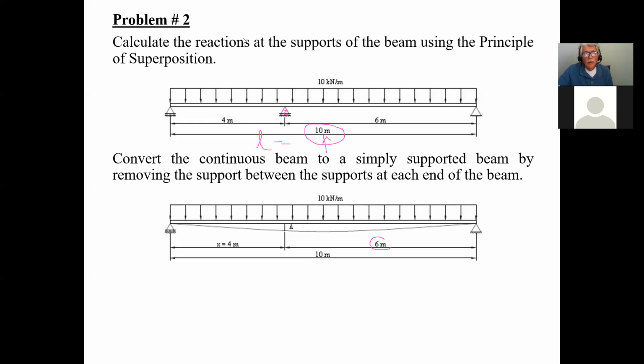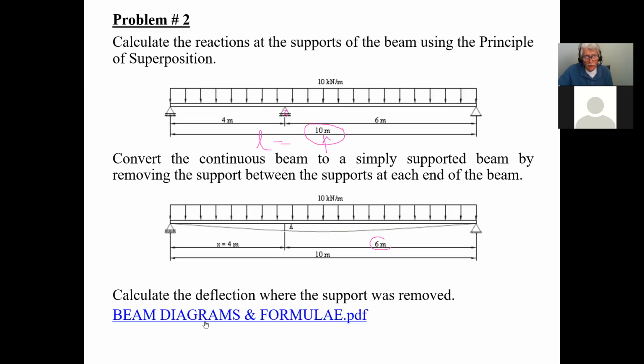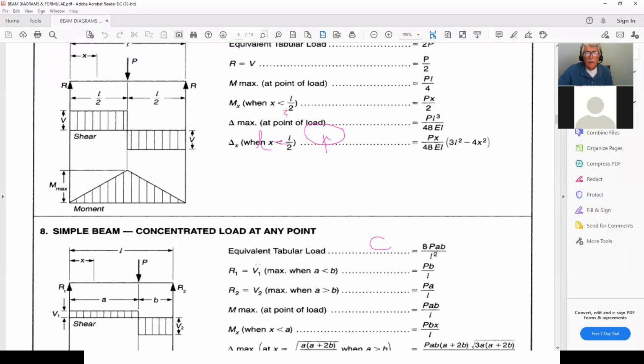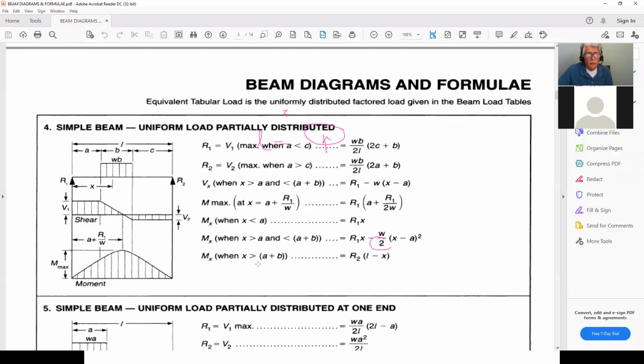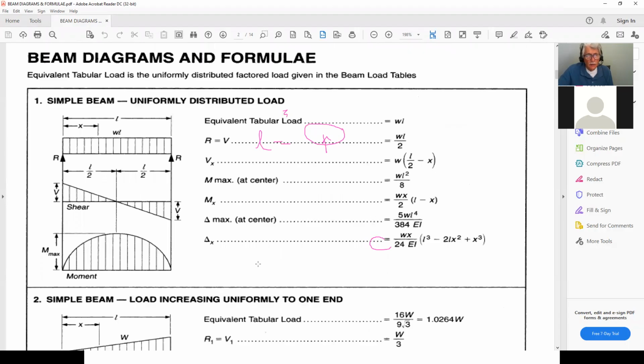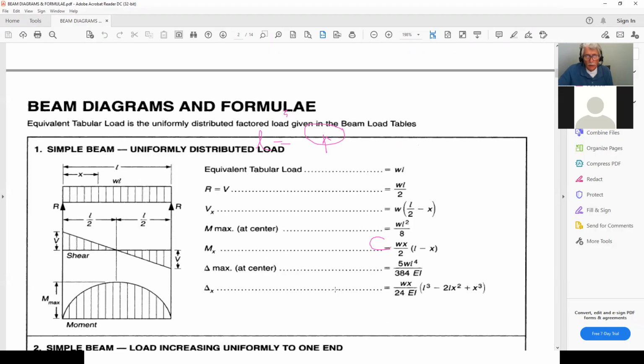And now, how do I calculate the deflection there? Well, to calculate the deflection where the support was removed, you go to the beam formulas. What's nice about the beam formulas is that if we go back to the very first one, the uniformly distributed load, I can calculate the deflection anywhere along the beam with this equation here. That's what this equation is telling me. I can even calculate the deflection at mid-span with this formula. It's just that it would be much longer. If you put L over 2 into this equation, you'll end up with that equation. So you can calculate the deflection anywhere along the beam.